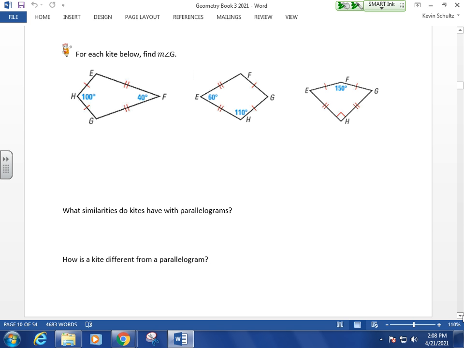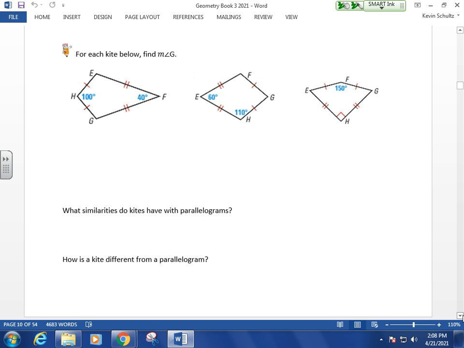So for each kite, each of the 3 here, we have to find angle G. And each one requires a little bit different thought. What's our game plan here for looking at this first kite and finding the value of angle G? What do you think? Brent? Add 140. Wait.